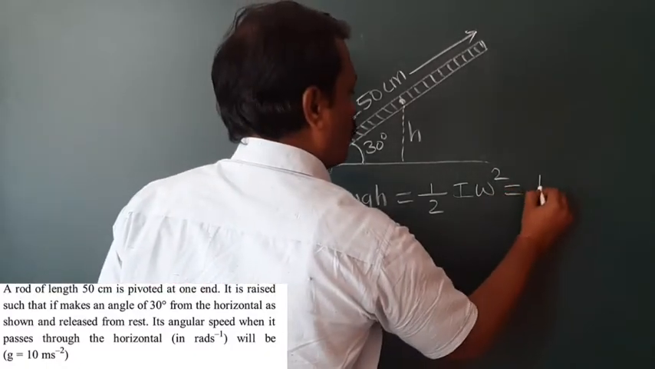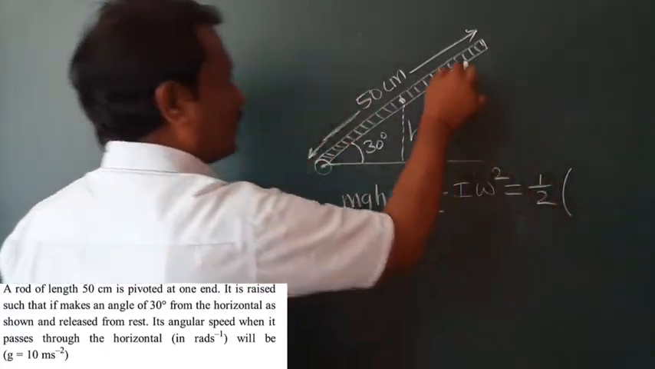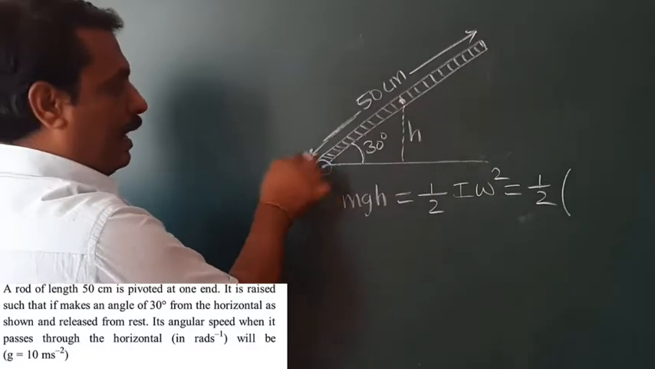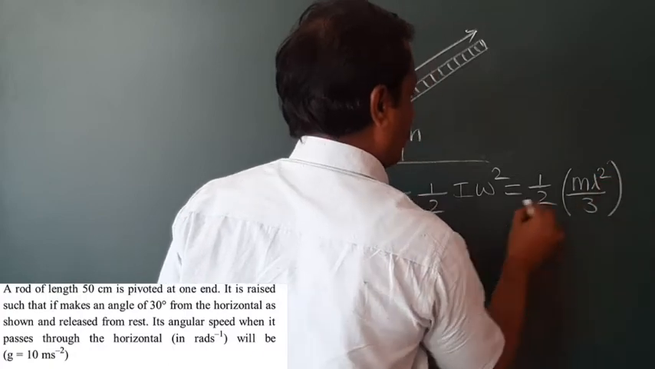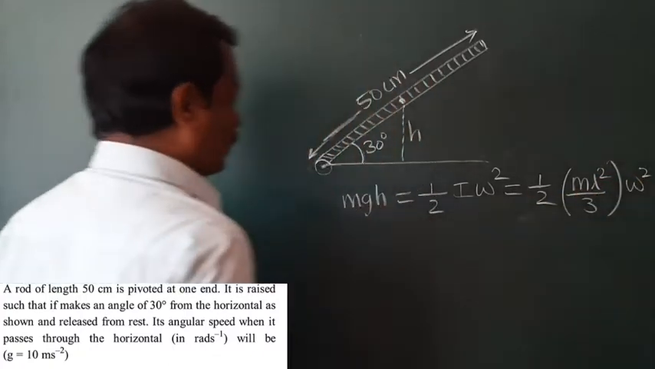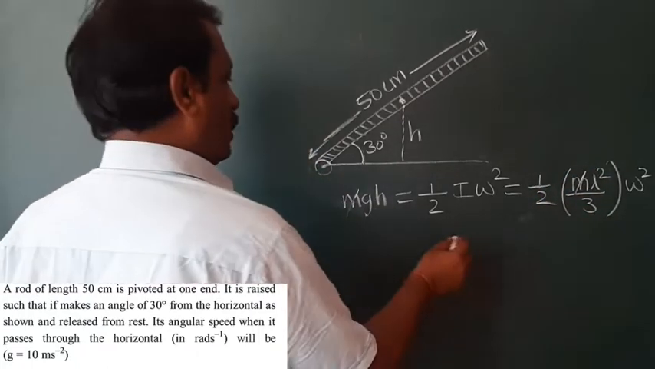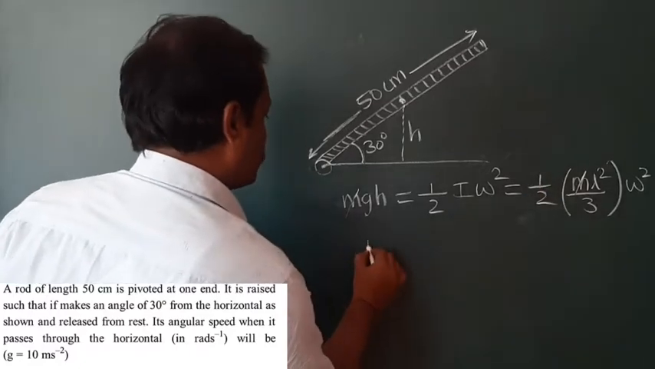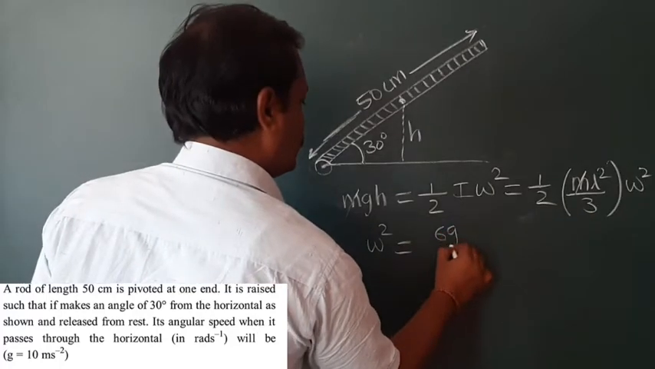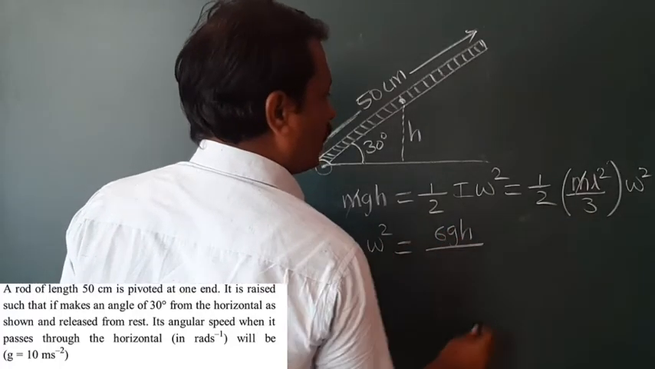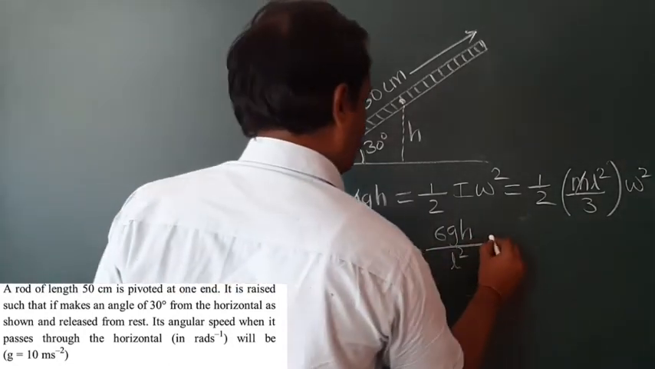That is equal to 1 by 2, where I is the moment of inertia. The moment of inertia of the rod about any end is given by ml square by 3. So 1 by 2 into ml square by 3 omega square. Now here m gets cancelled. Therefore we can write omega square is equal to, here 2 into 3 is 6, so 6 gh divided by l square. Now let us substitute these values.